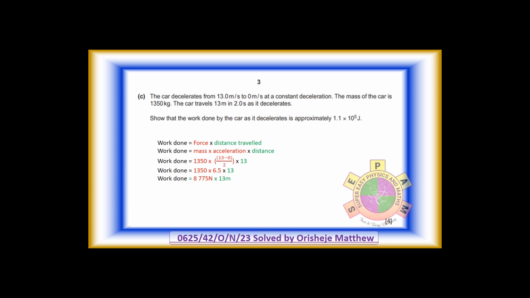8775 newtons multiplied by 13 meters. Work done is equal to 114,075 joules. Work done is equal to 1.1 times 10 raised to power 5 joules.